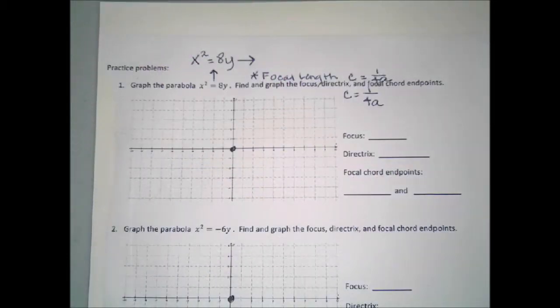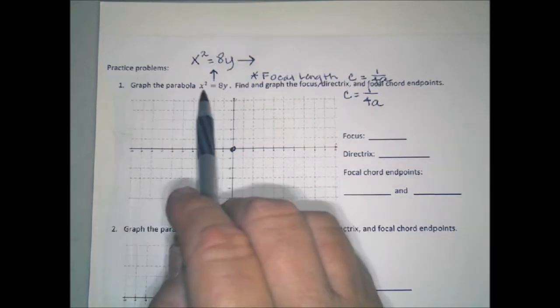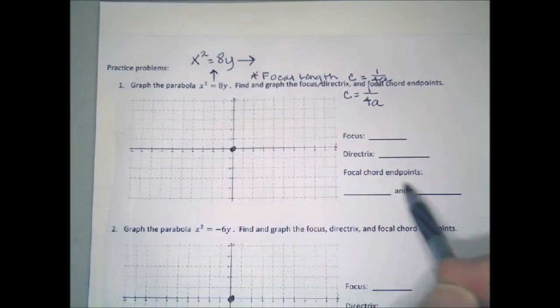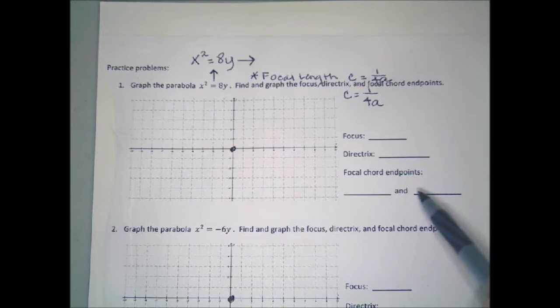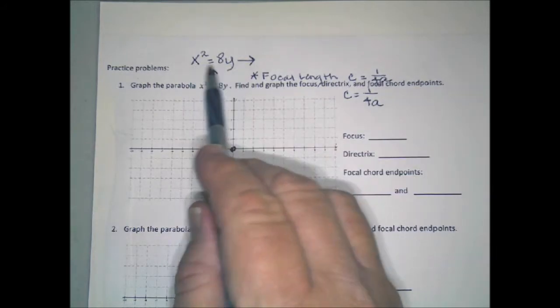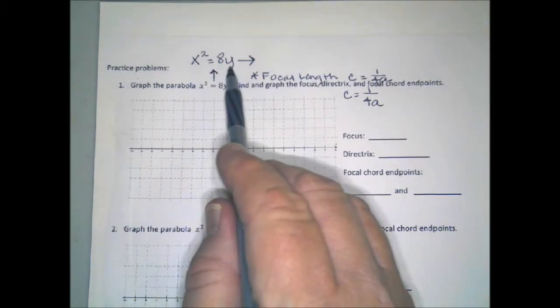Okay, we're back to parabolas again, but you're going to see why we did that little algebra practice. Graph the parabola x squared equals 8y, and then find certain things that we want to know about that parabola: the focus, the directrix, and the focal chord endpoints. Well, first thing let's do is adjust the equation to where the y is by itself.